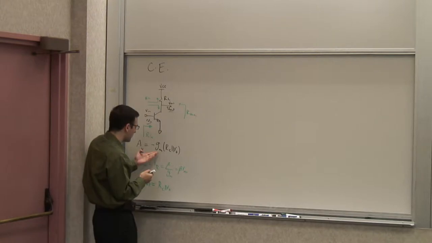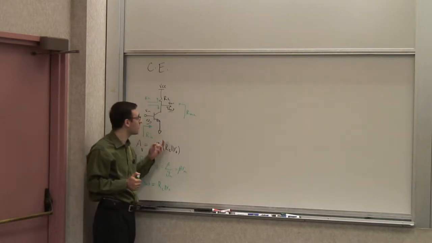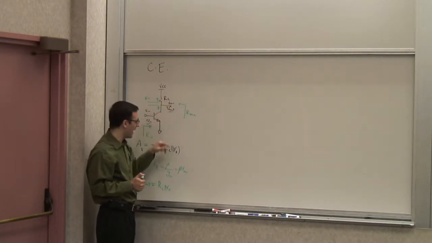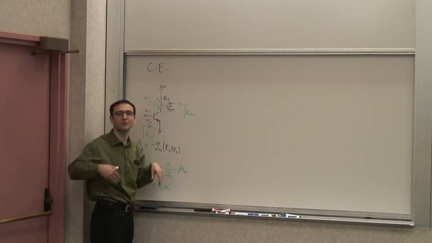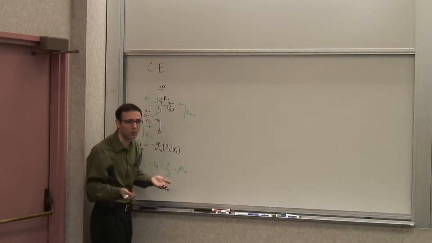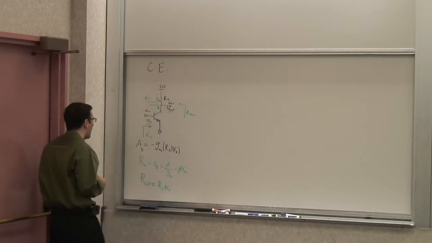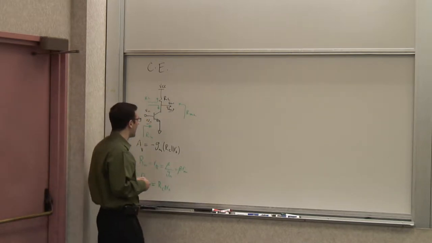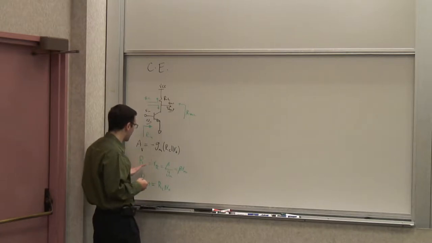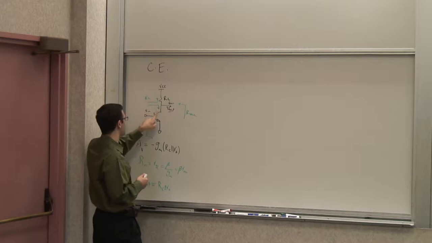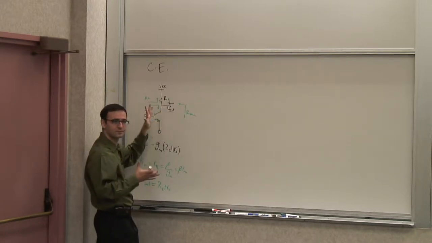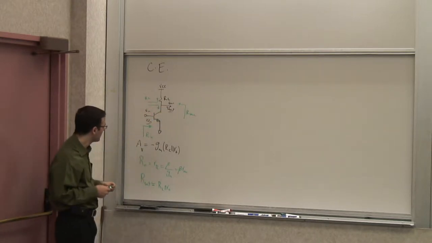And you can see that you can get reasonable gain. All you need is some sort of high impedance at this node, and as long as your ro is not too low, which usually isn't, it's on the order of tens and hundreds of kilo-ohms for 1 milliamp, you can get reasonable gain out of this stage, the voltage gain, as well as current gain. Because if you put a little bit of current here, it will be beta times greater there. So this is the common emitter stage, non-degenerate case.